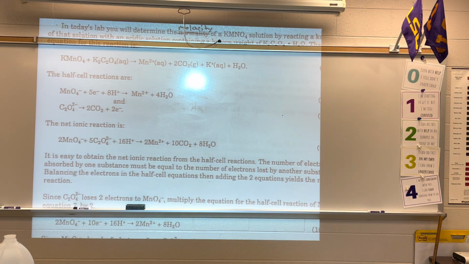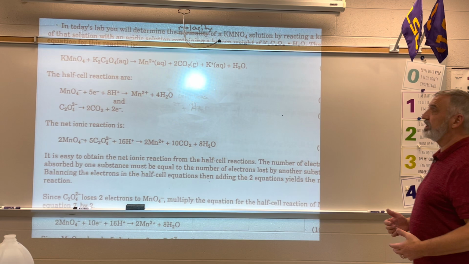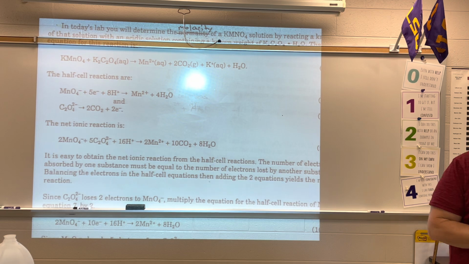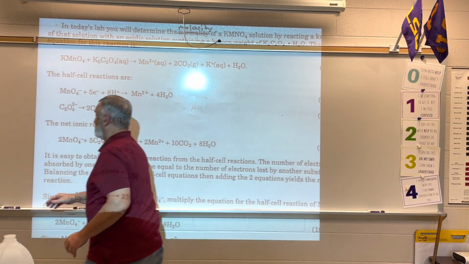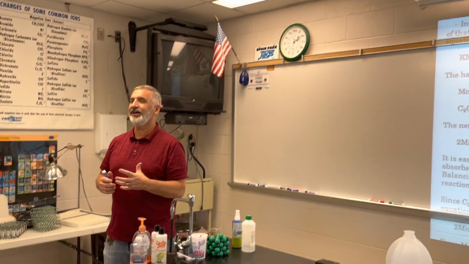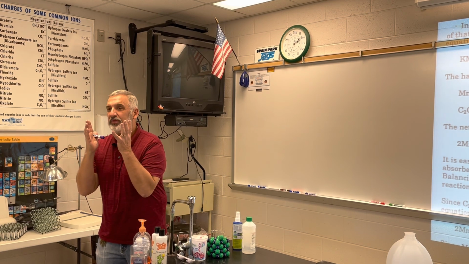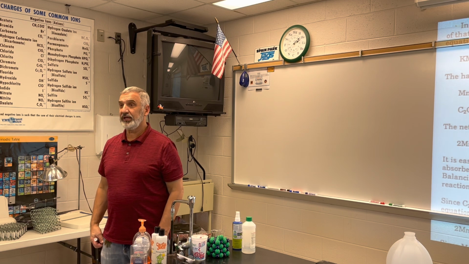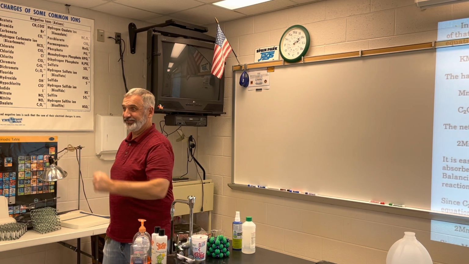All right. So, in our lab, we did a titration. And we were using pretty potently poisonous purple potassium permanganate. Okay? Now, in that lab, what was the purpose of the lab? Okay. The green stuff. Okay.